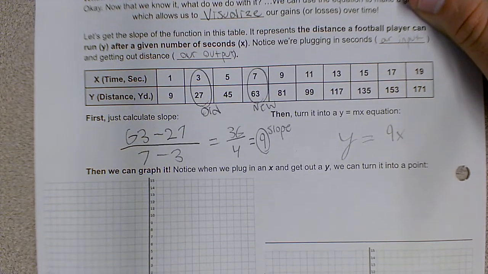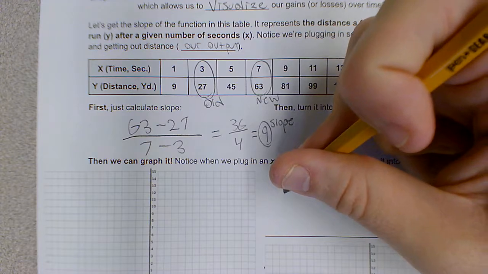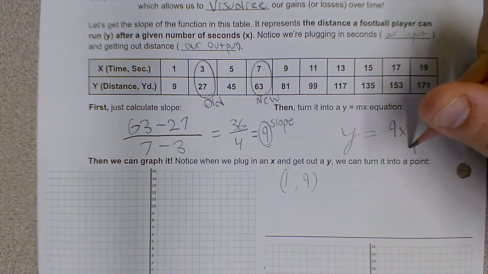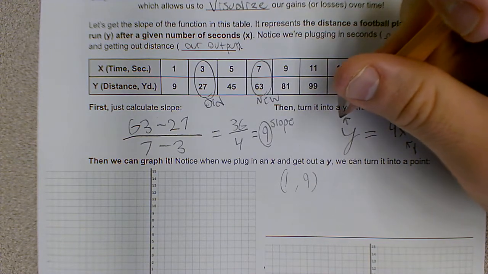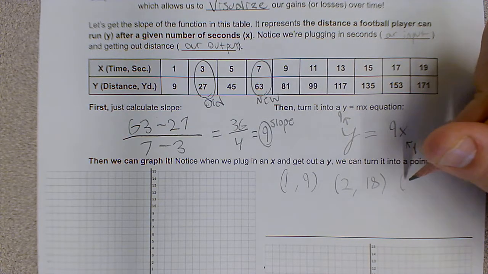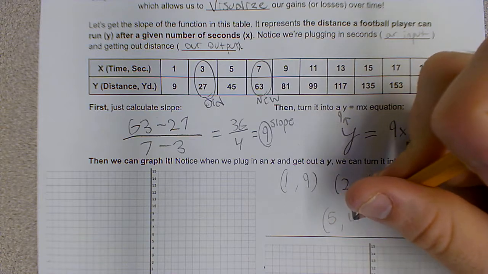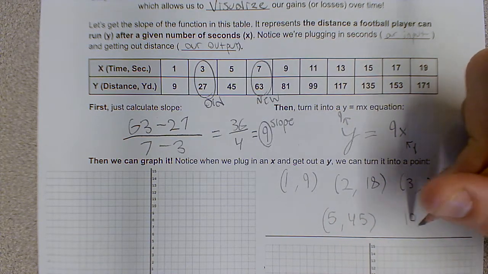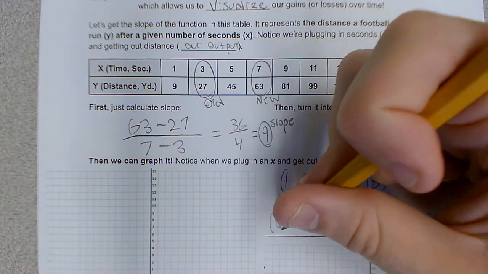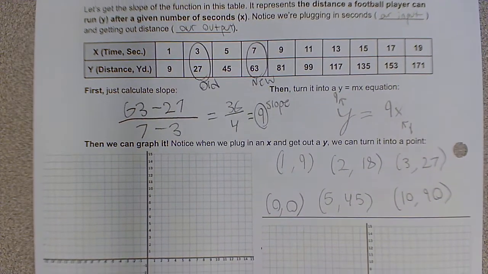Notice that when we plug in an x and get out a y, we can turn it into a point. So if I plug in 1, I get 9. I plug in 2, I get 18. I plug in 3, I get 27. I plug in 5, I get 45. I plug in 10, I get 90. Notice as well that if I plug in 0, I get 0. Right? Because 0 times 9 is just 0.